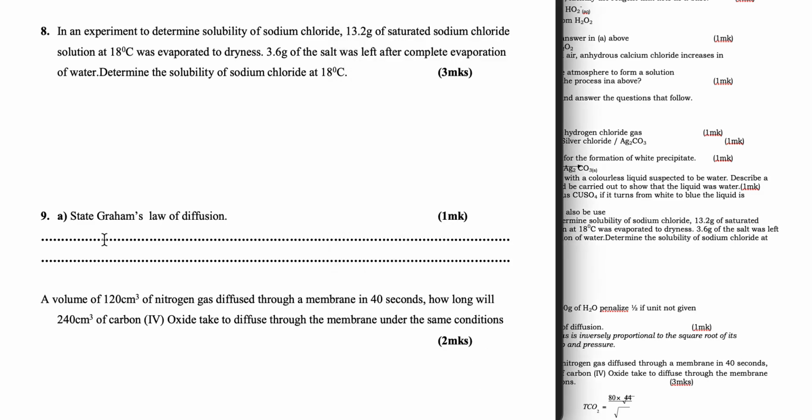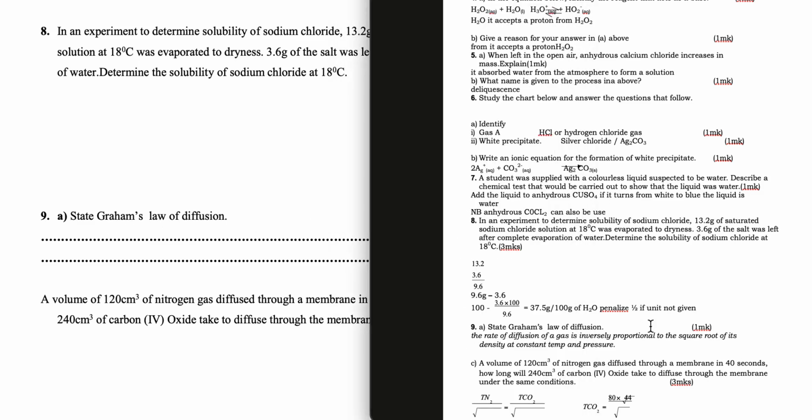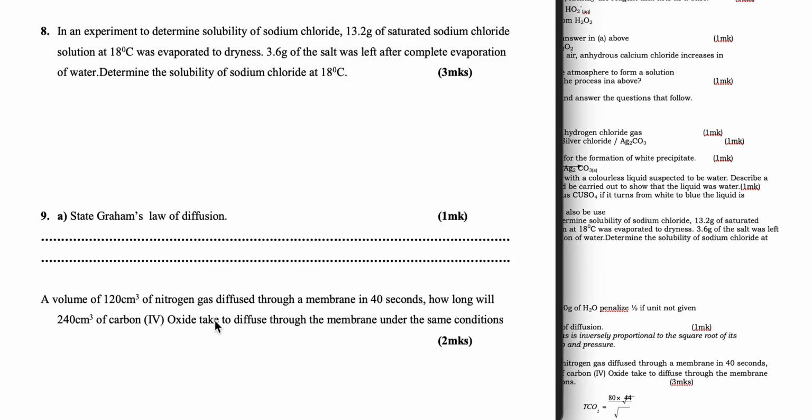Question 9. State Graham's law of diffusion. The rate of diffusion of a gas is inversely proportional to the square root of its density at constant temperature and pressure. A volume of 120 cubic centimeters of nitrogen gas was diffused through a membrane in 40 seconds.